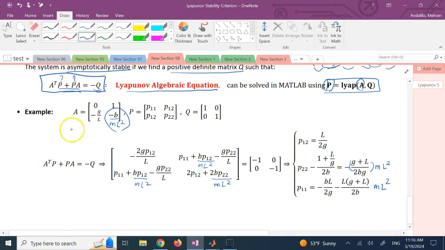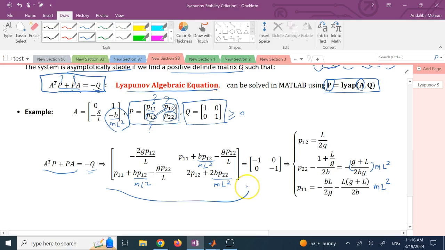So here we have A transpose P plus P times A. Here we assume that P is a positive definite matrix, so it has 3 components, P11, P12, these two have to be the same, and then P22. We don't know these 3 components. We have to find them. For Q, as I said, I go with the identity matrix. And this is A, and A transpose P plus PA equals negative Q. This is A transpose P plus PA, and this is negative Q.